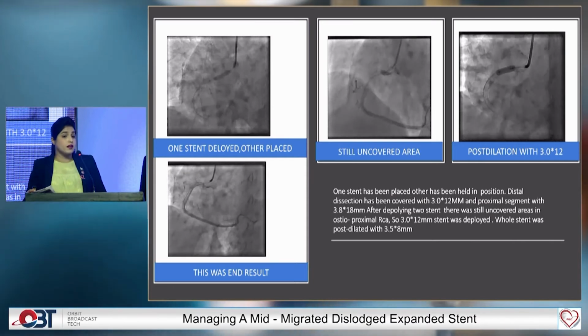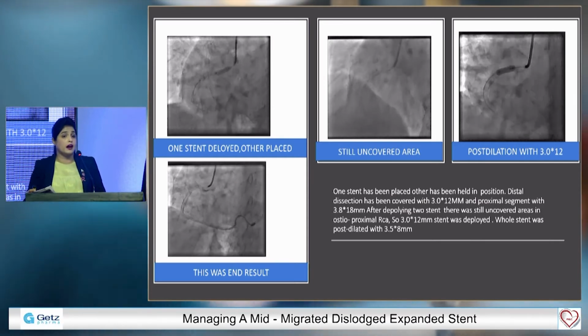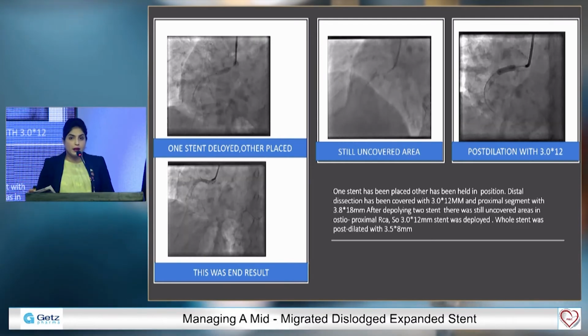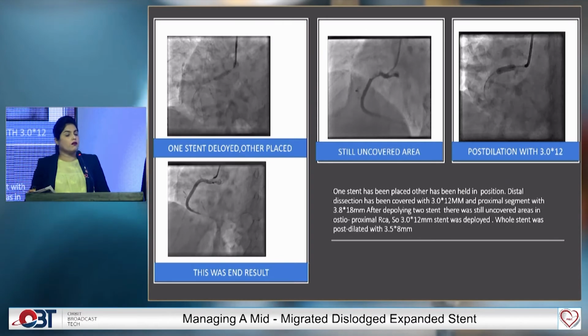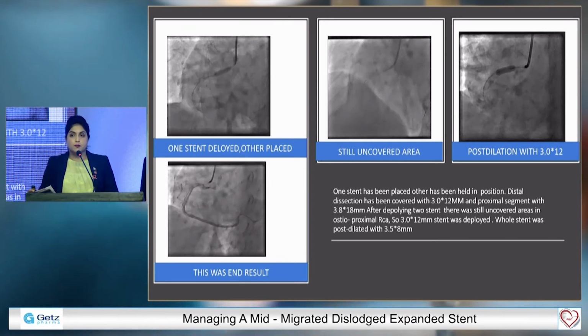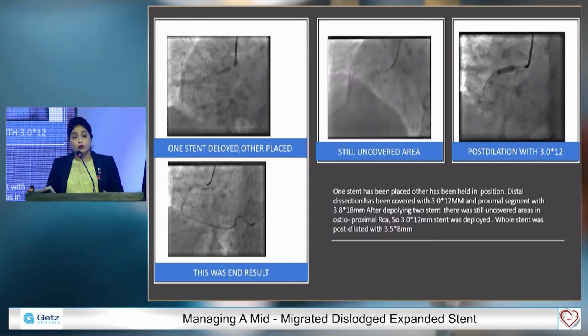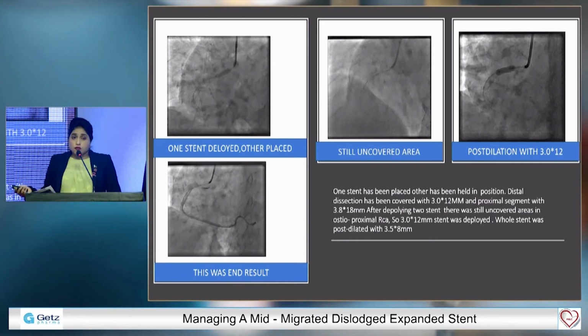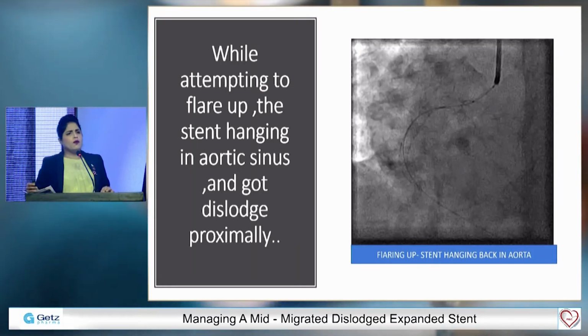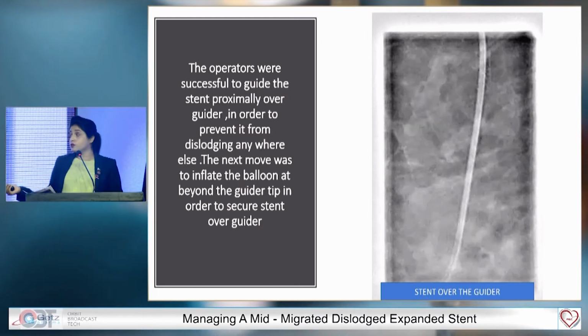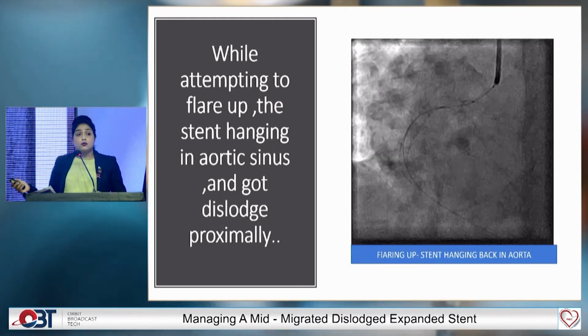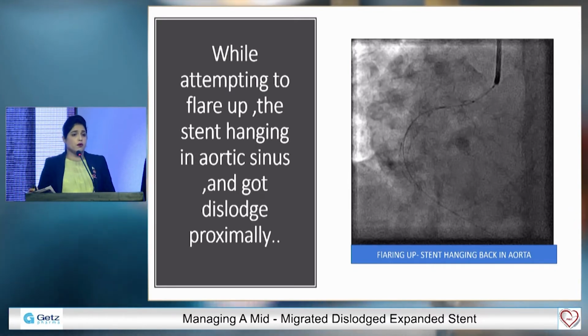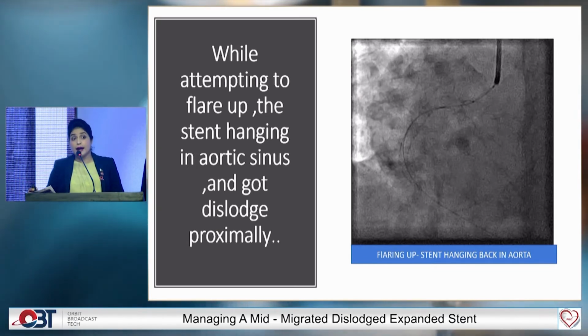Still, after deploying the stent, we saw that there was an uncovered area in the ostioproximal RCA, and that's why we planned to put another stent. And on the left of the screen, if you could see, we post-dilated the whole stented segment with a 3.0 x 12 NC balloon, and that was the final result which we could see. While we were attempting to flare out the final part of our ostioproximal RCA with the NC, a nightmare happened. We saw that the stent got dislodged proximally into the aorta.